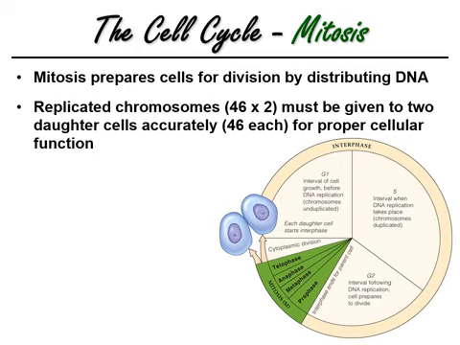So we have to have a way of saying what we have. And so we say replicated chromosomes, or sometimes you'll see duplicated chromosomes, are going to be denoted 46 times 2. Now you don't say 92. Don't do the math. This isn't a math problem. This is saying 46 that are in their times 2 form, their replicated form.